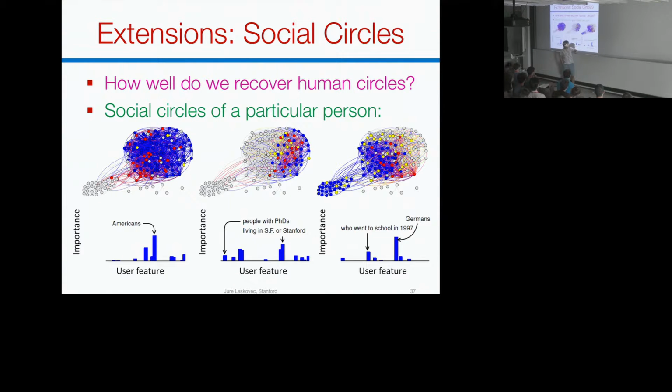And then this last group here, what do people have in common here? They are Germans and they went to school in 1997. Okay, this is a group. This is a social network of one of my students. His name is Bob. He's German, and he had a number of American friends in San Francisco. He obviously went to Stanford. He was living in San Francisco, and he went to school in 1997. And yeah, he's German.